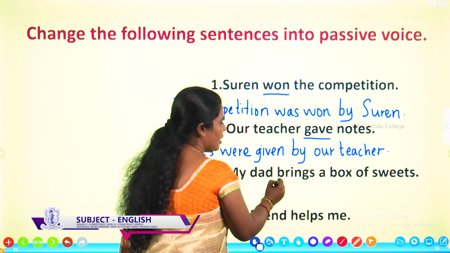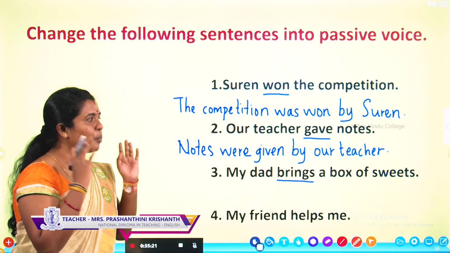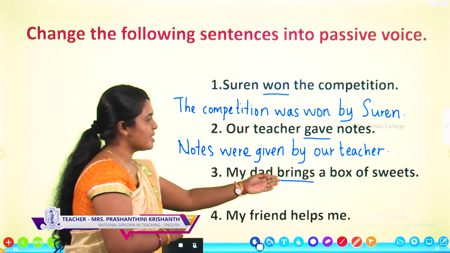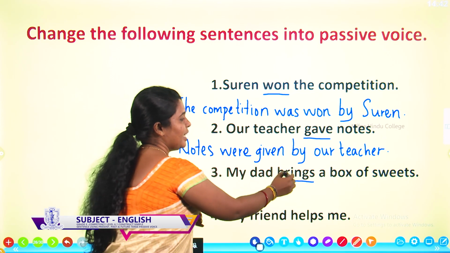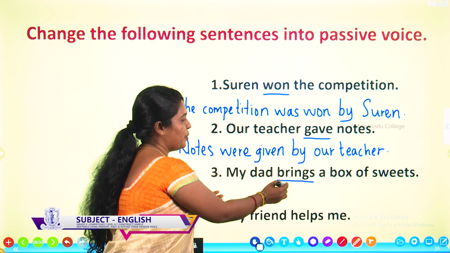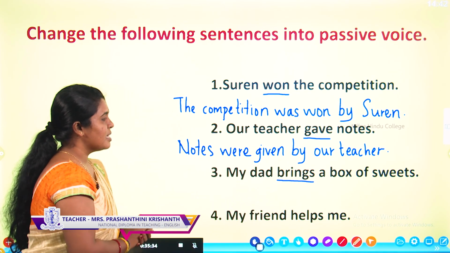Right? The simple idea. Number 3, my dad brings a box of sweets. So what is the verb here? Brings. Now you have to choose what is the tense. Brings, adding S or ES with the verb, main verb. So definitely this is simple present tense sentence.